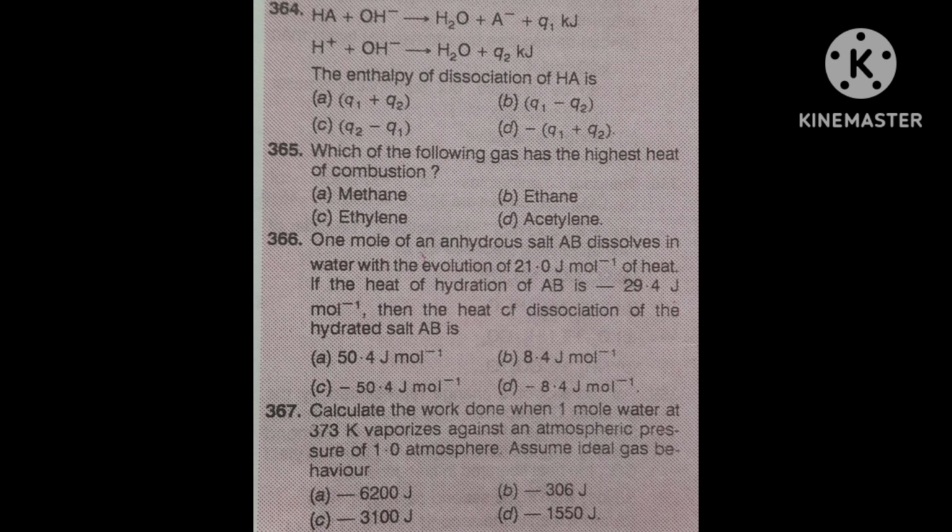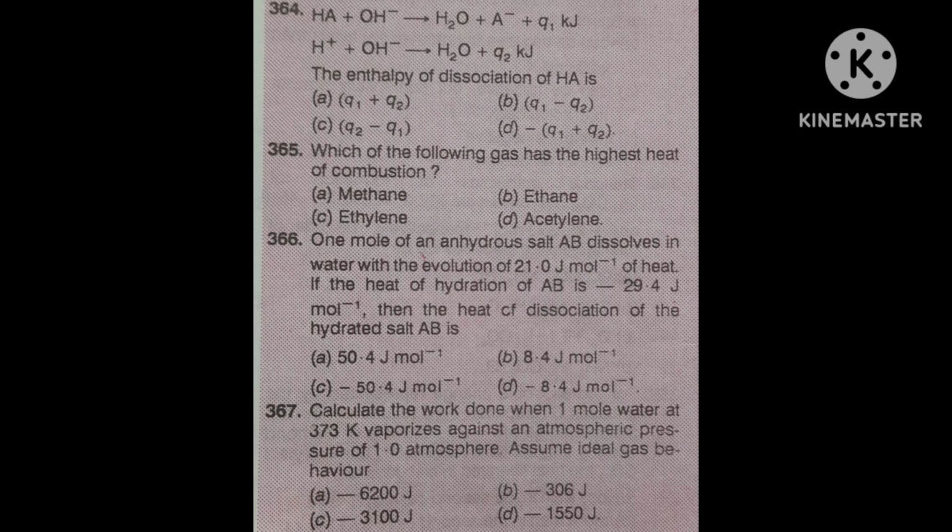Its correct answer is ethane. Ethane means option B. How? I am telling you. I told you it is also based on concept. If you write all these structures, at least you have to write the structures, then only you can tell the answer: methane, ethane, ethylene, acetylene. Its correct answer is ethane.